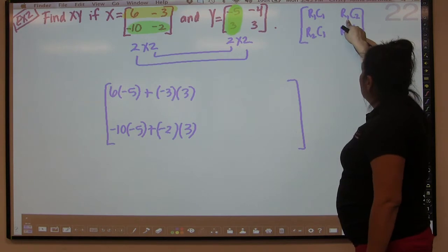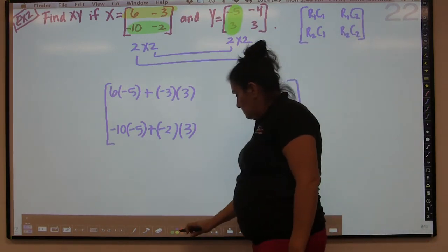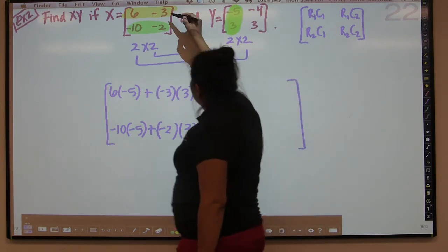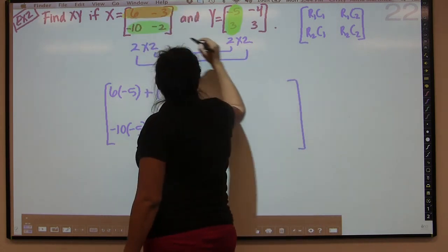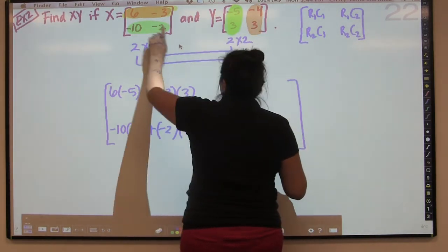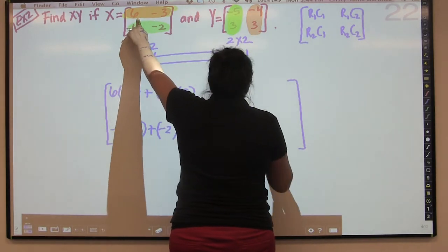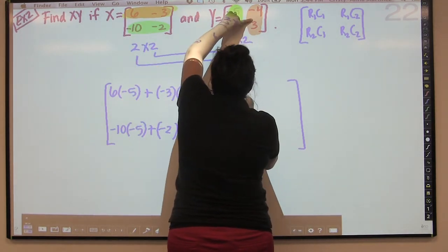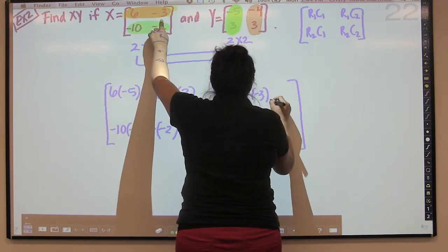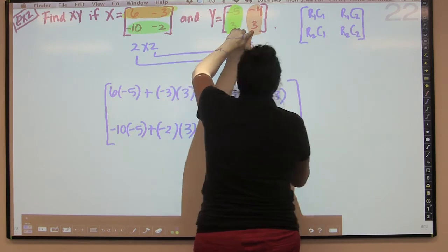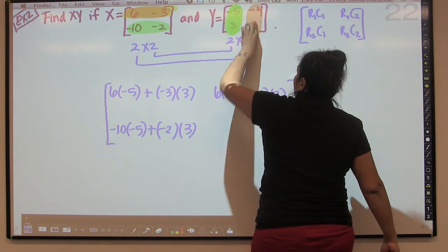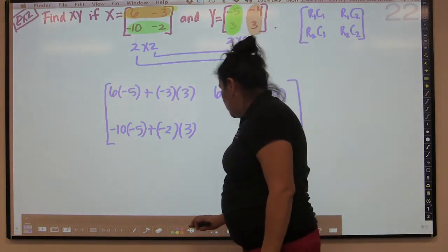And I'm going to do the same thing. I'm going to go row 1, column 2. Okay? So now we're going to do row 1. And this time we're going to do column 2. So row 1 is 6. And column 2 is -4. And then we're going to go row 1, -3. And column 2, +3. Okay, so again, going horizontally, row 1, but now we're using column 2.